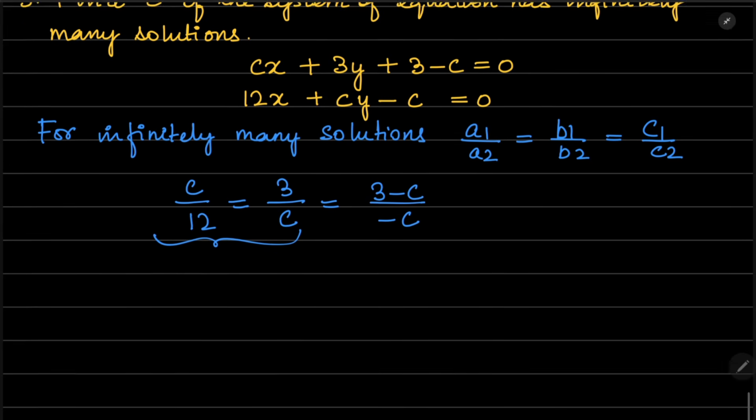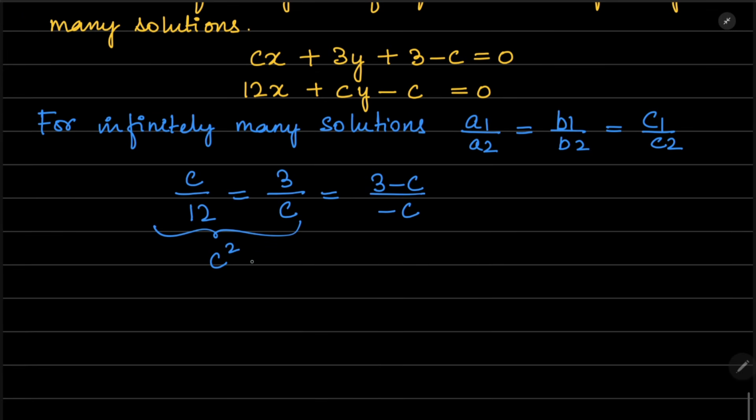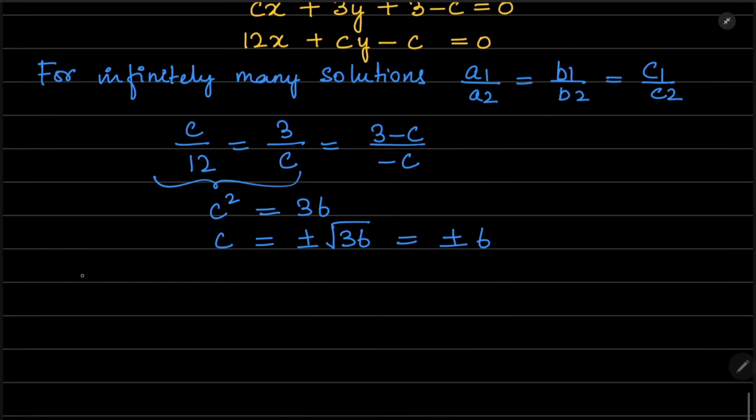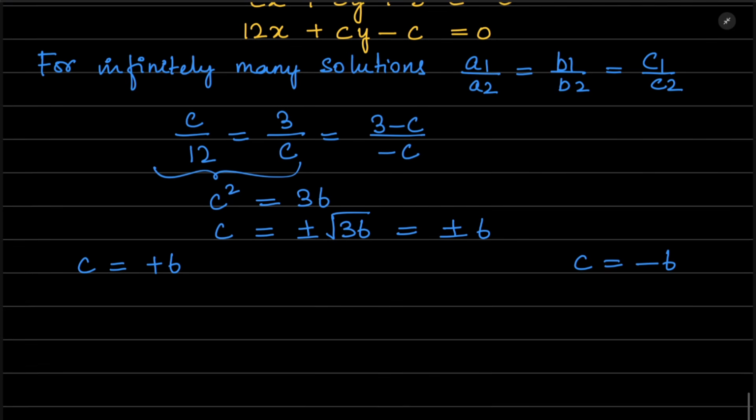Now, for the first two ratios, just cross multiply. So you have c square equal to 36. c is equal to plus or minus root of 36, which is nothing but plus or minus 6. Now again, as I told you, let's replace the values. So c will be equal to plus 6 or c can be minus 6. Let's see which of the one fits in the ratio. So in place of c, just replace it with plus 6. So 6 by 12 is equal to 3 by 6. It's equal to 3 minus 6 divided by minus 6.